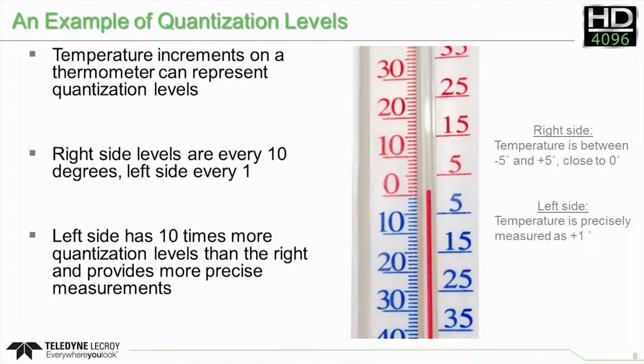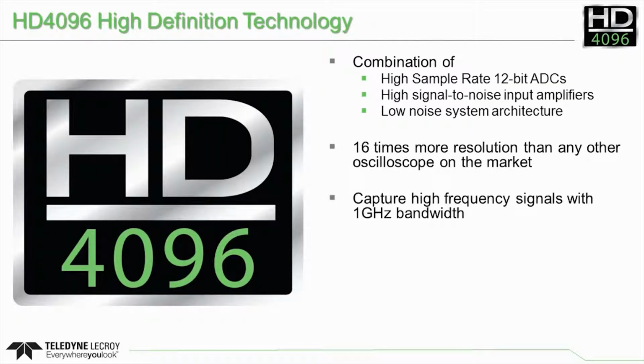The full benefit of a 12-bit ADC cannot be realized by just changing the ADC. A completely new approach to oscilloscope design is required. Teledyne LeCroy's HD4096 technology combines high sample rate 12-bit ADCs with high signal-to-noise ratio input amplifiers and a low-noise system architecture, providing 16 times more resolution for oscilloscopes up to 1 GHz of bandwidth.